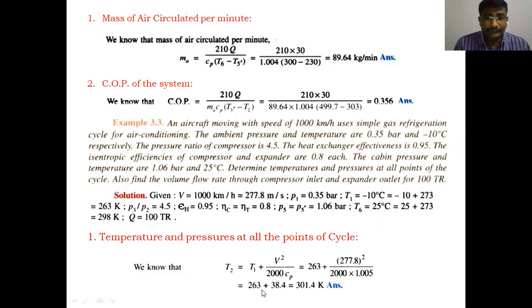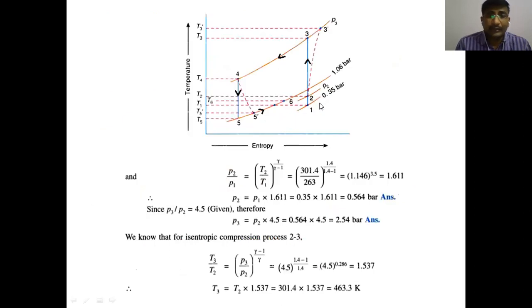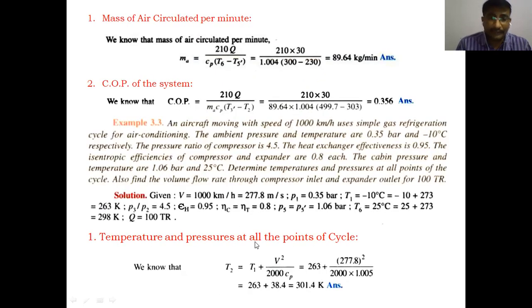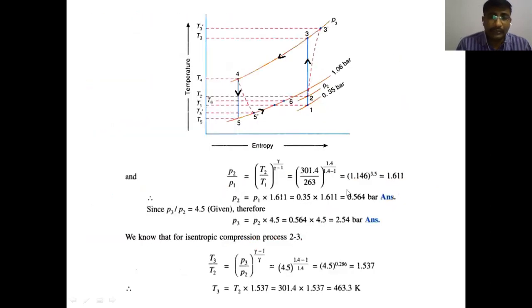Clear, students? The total temperature after compression in the diffuser, which is placed in front of the aircraft, is 301.4 kelvins. This is the temperature after compression in the diffuser. From 1 to 2 is the compression in the diffuser. This T2 is determined now, 301.4 kelvins.